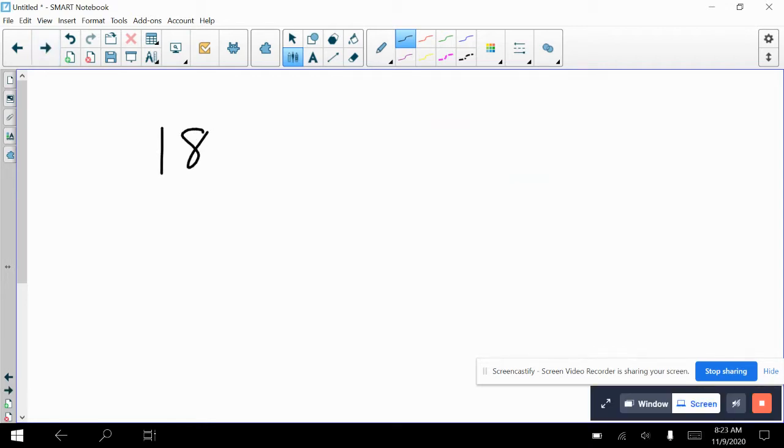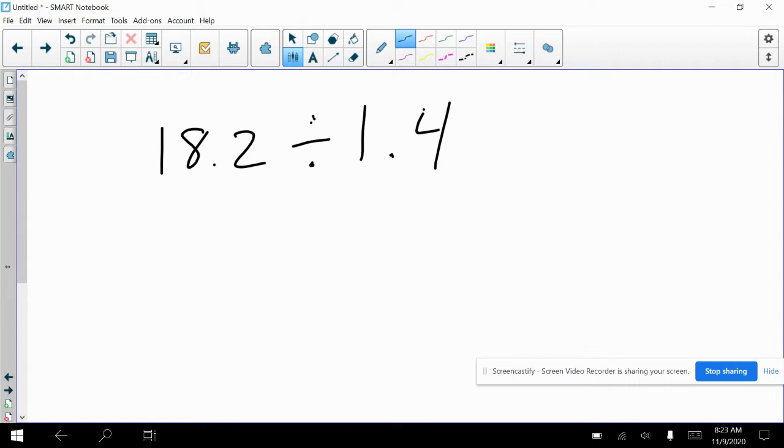All right, so let's start off with something that looks like that. 18 and 2/10 divided by 1 and 4/10. Now, the first thing that I'm going to ask you is if it looks like this, can you divide? And the answer is no, you cannot.